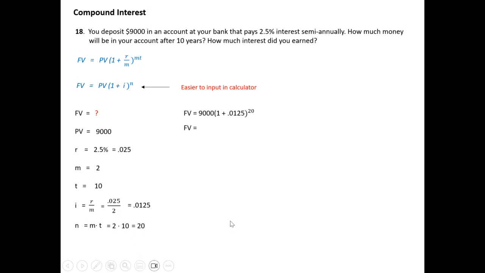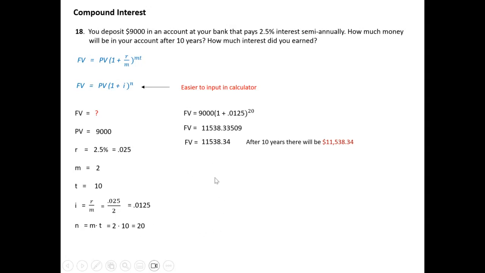Now let's plug everything in the calculator, right? You put it in the calculator just the way it is, that's my result, which will give us $11,538.34. Okay, now, how much interest did you earn?